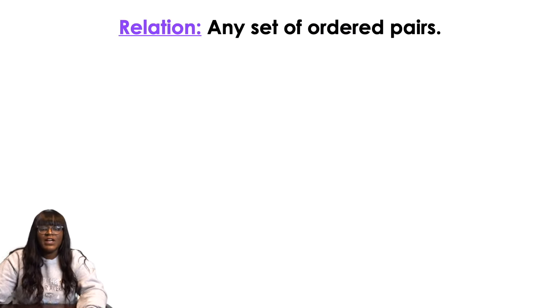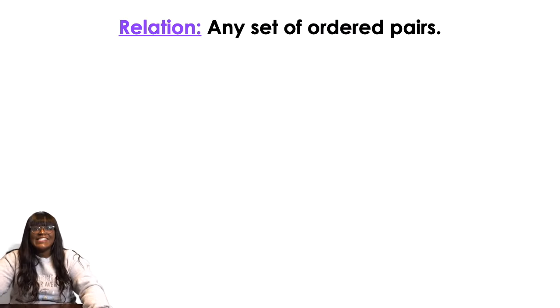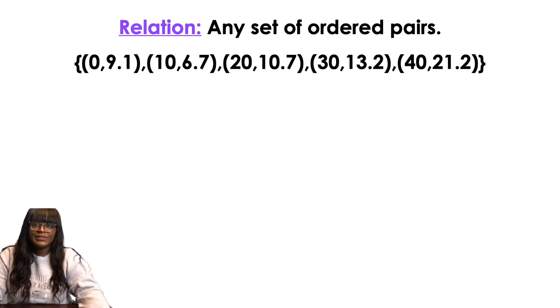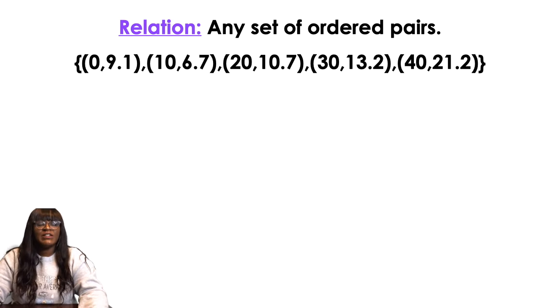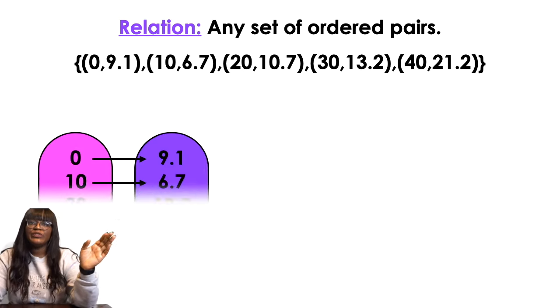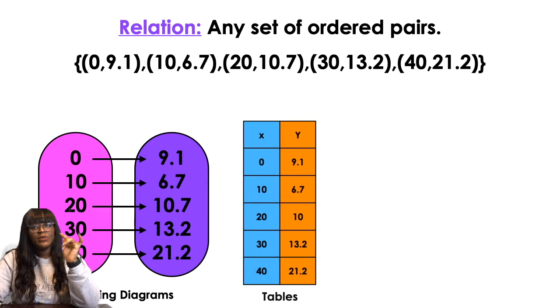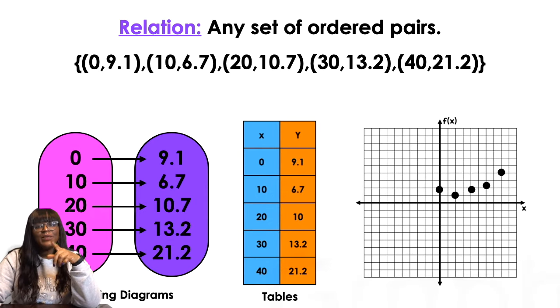Okay, so first of all, we want to talk about a relation. A relation is any set of ordered pairs. So here is an example of a set of ordered pairs, right? You can represent relations like ordered pairs. You can represent them with mapping diagrams. You can represent them with tables. And you can also represent them with graphs.